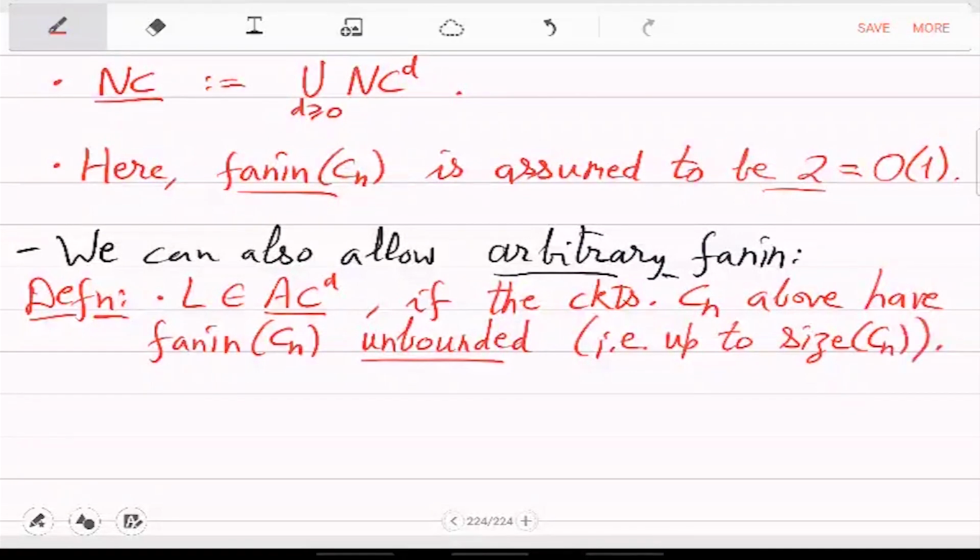Okay, so fan-in cannot exceed the overall size of the circuit, but it can be as big as that. So, anything is allowed. When anything is allowed, we call it unbounded fan-in, and we call the problems that you are solving ACD. That is the complexity class. Okay, and we can also take that union and call it AC.